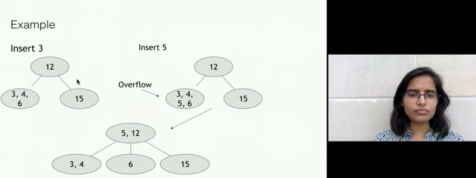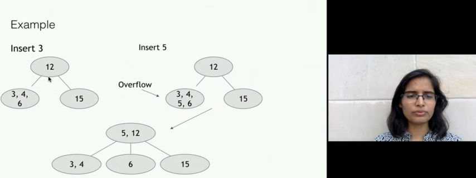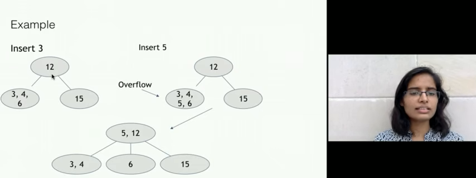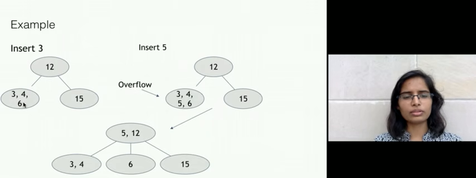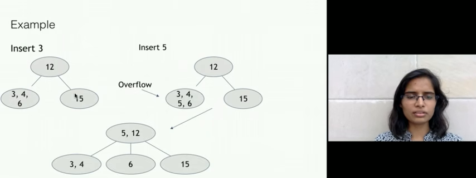So considering that we moved 12 up, now we have to insert 3. We move to the root node, we see the value 12. As 3 is less than 12, we move to the left subtree. Now we just had 4 and 6 here, so we insert 3. Now in this node there are just 3 values, and we are allowed to have 3 values, so we let it be. All the properties hold: the leaves are at the same height, 3, 4, 6 are less than 12, and 15 is greater than 12, and they are arranged accordingly in the left and right subtrees. Now we have to insert 5.